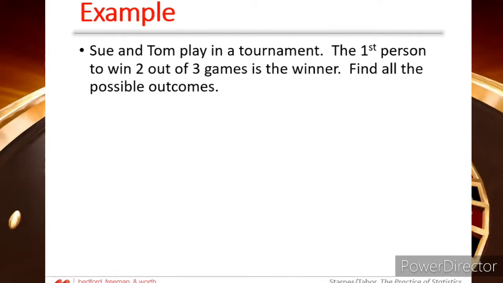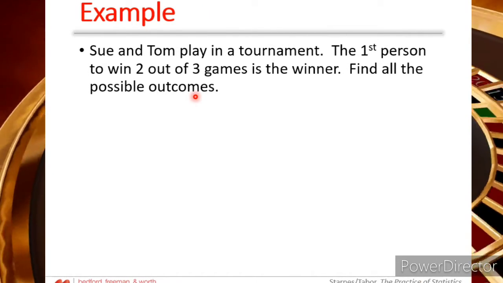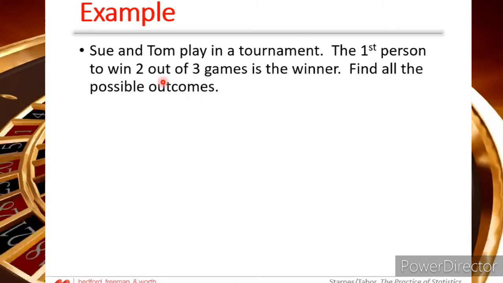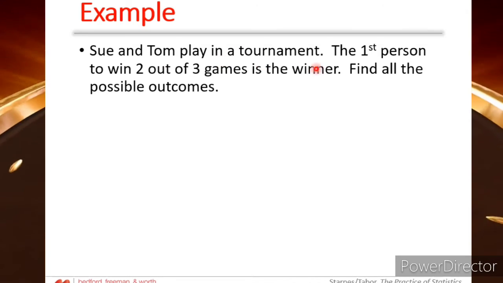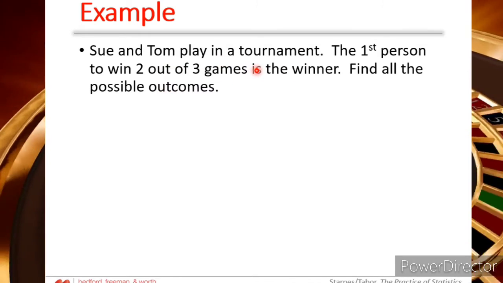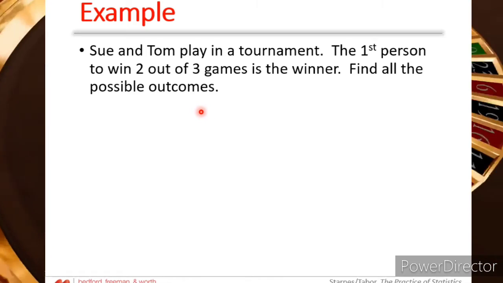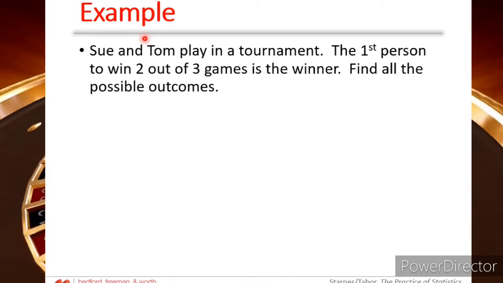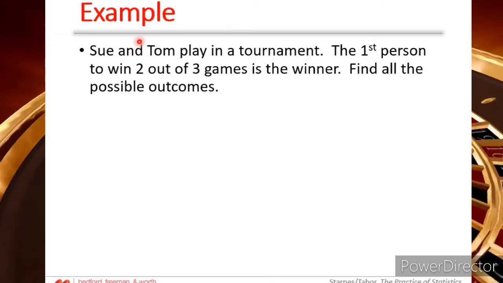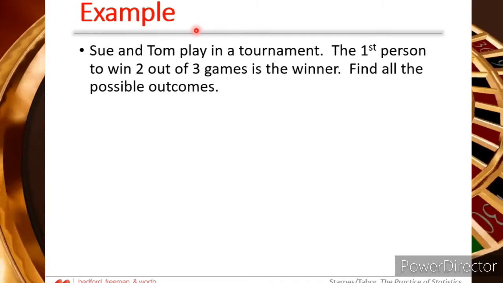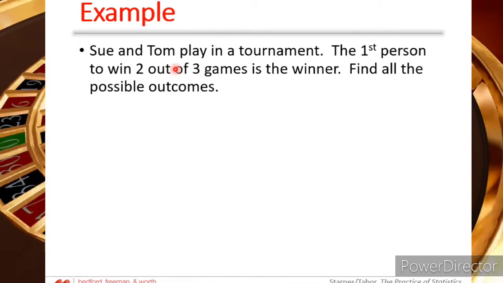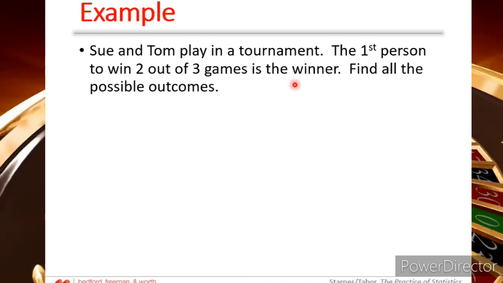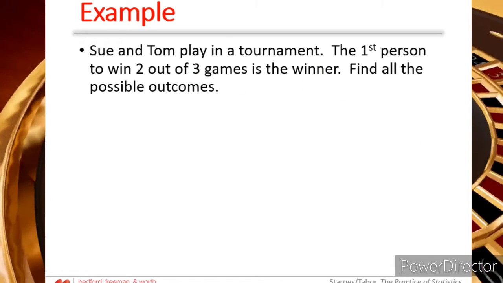Okay, dito naman sa problem natin na ito. This will be the second to the last slide for this day. Okay? Sabi dito, Sue and Tom play in a tournament. The first person to win 2 out of 3 games is the winner. Find all the possible outcomes. So, kung si Sue ay magkasunod na nanalo, tapos na ang laban. Pero kung si Sue, tapos ay nanalo si Tom, laban pa ulit. Nakuha? First person wins 2 out of 3 games. Siya daw yung winner. So, what are the possible outcomes?